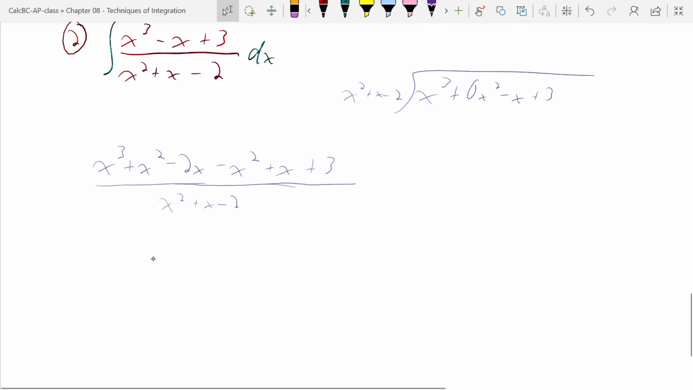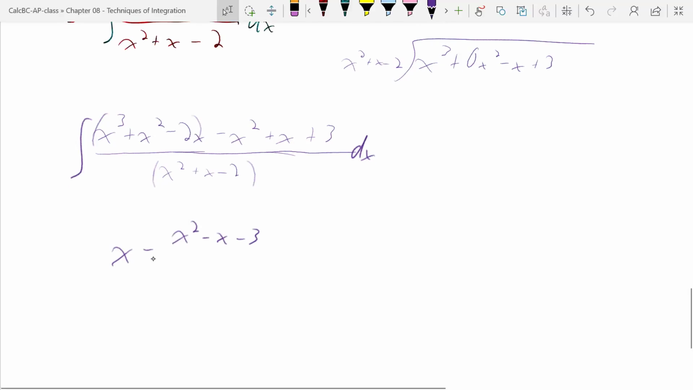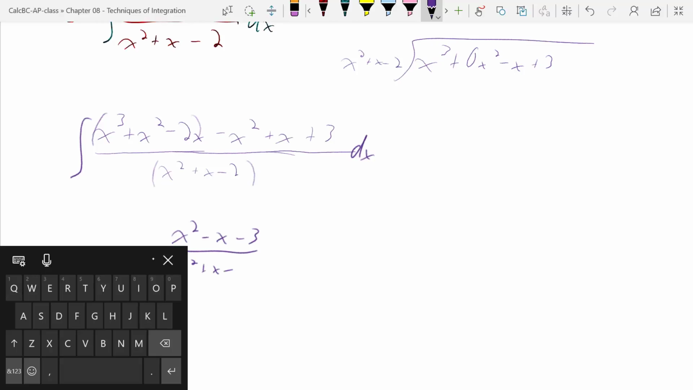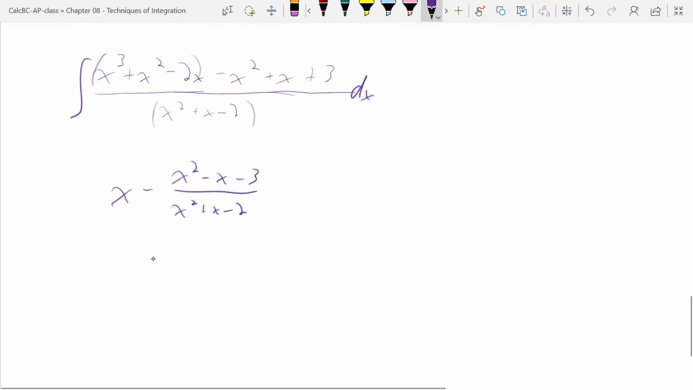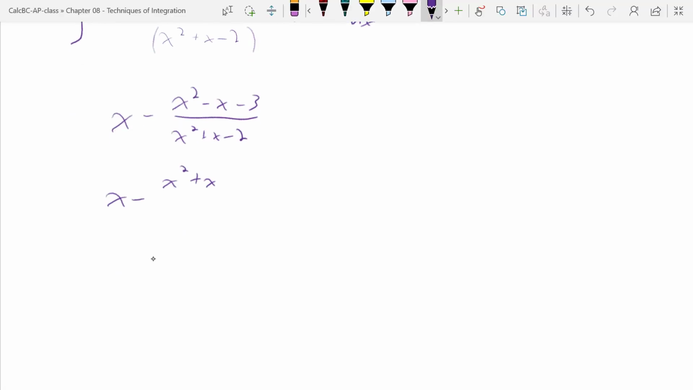Let's make that a little bit thicker. Okay, integral dx. Well, this and this divide out to become just an x, because if I pull an x out of the numerator, I can just divide that out. So that's perfect clean x. Then I have minus, if I pull the negative out, x squared minus x minus 3 over x squared plus x minus 2. Now I can just make this x squared plus x minus 2.